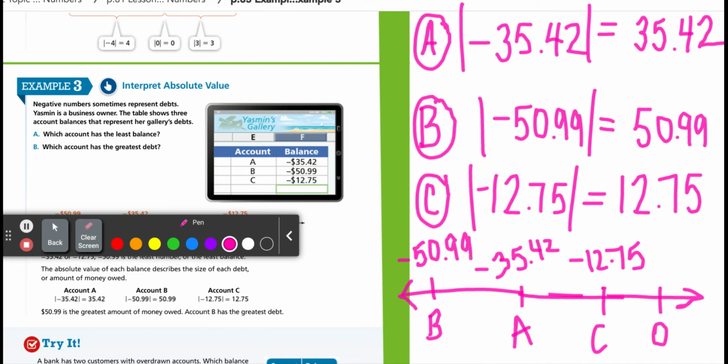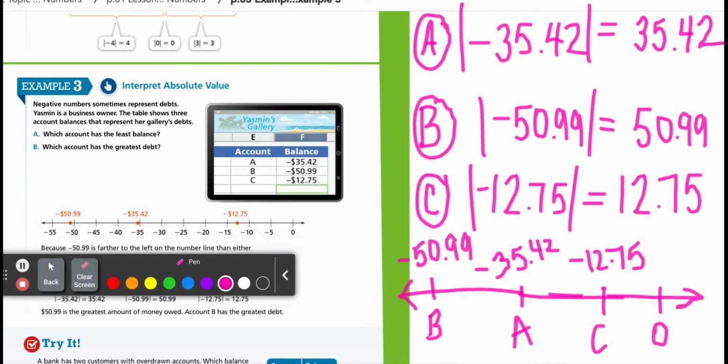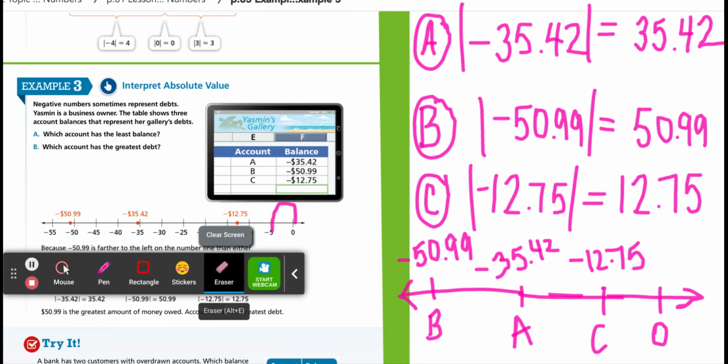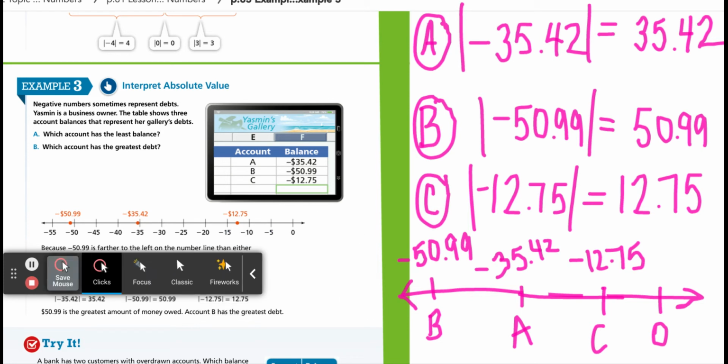And the book has this already put on a number line for us. So they made the scale of their number line here 5. From 0, it goes to -5. So the scale of their number line here is 5. And you can see where each of those points are on the number line. So now let's answer these questions.